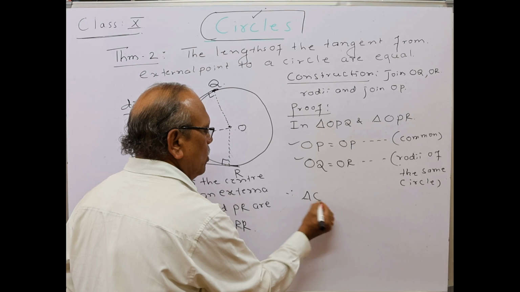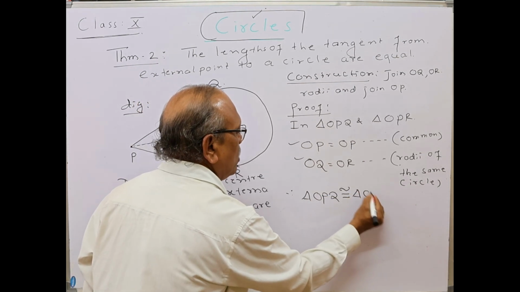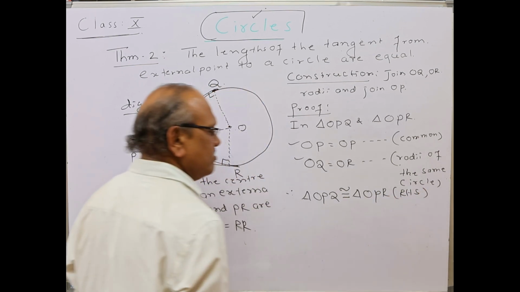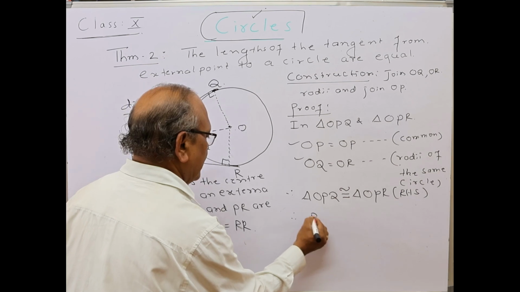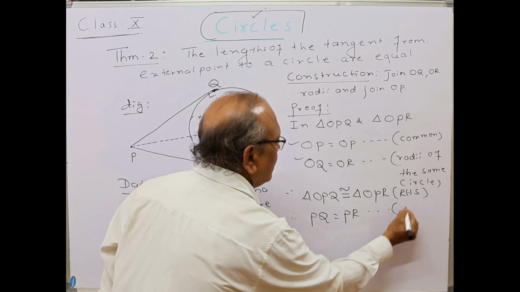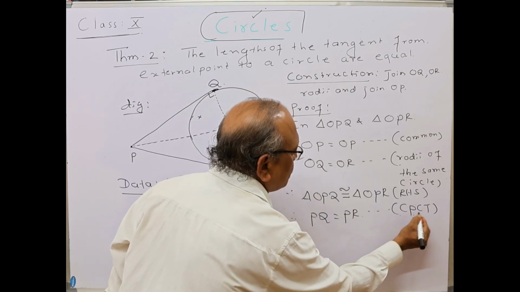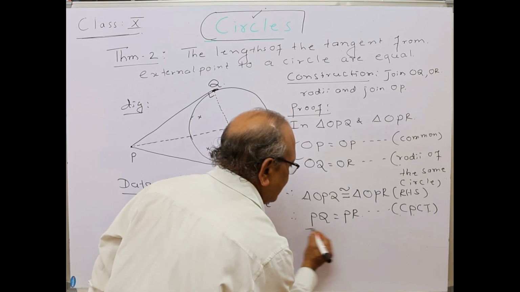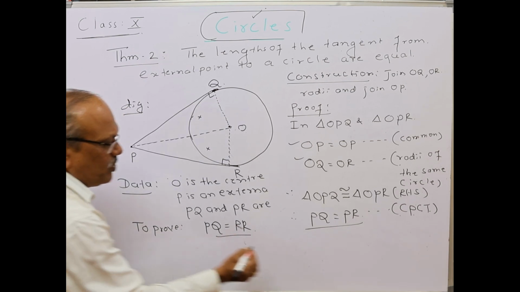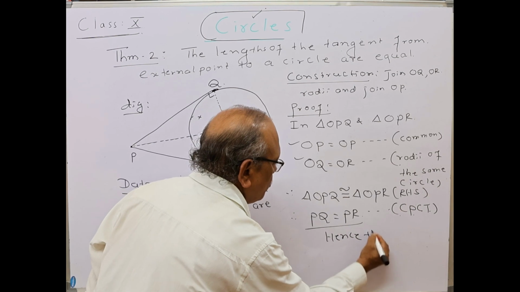Therefore, triangle OPQ is congruent to triangle OPR by RHS. Therefore, you can simply write PQ is equal to PR. What is the reason? CPCT. You know what is CPCT? Corresponding parts of the congruent triangles. You can say that PQ is equal to PR. What is our TPT? To prove that PQ is equal to PR. Hence the proof of it. Very, very simple theorem.